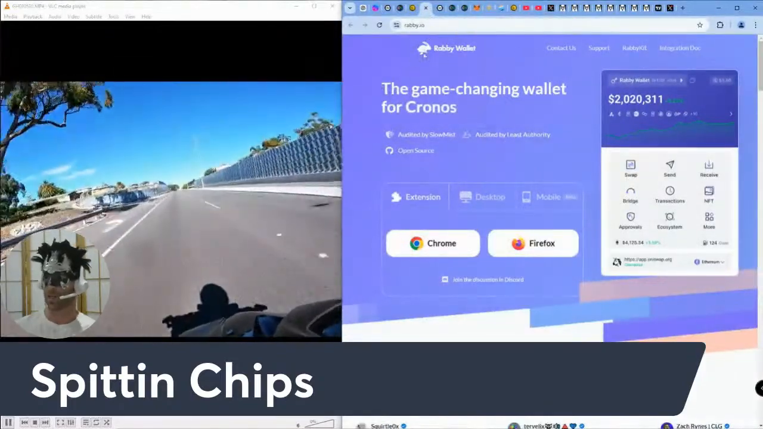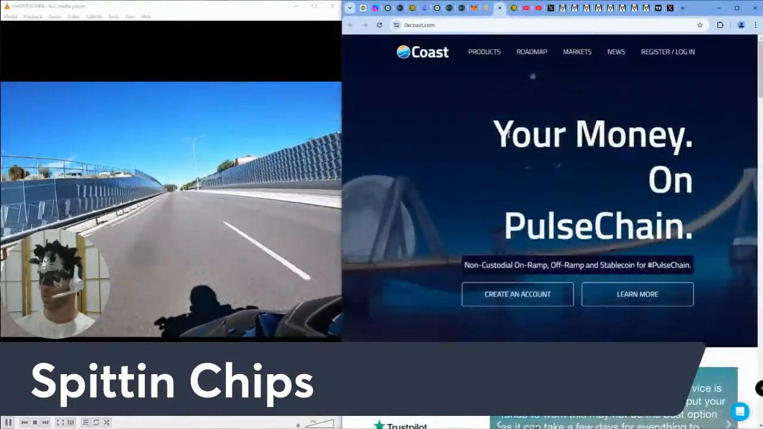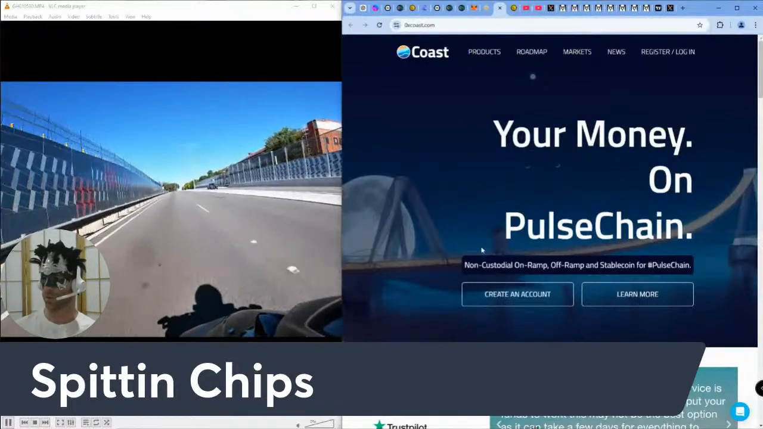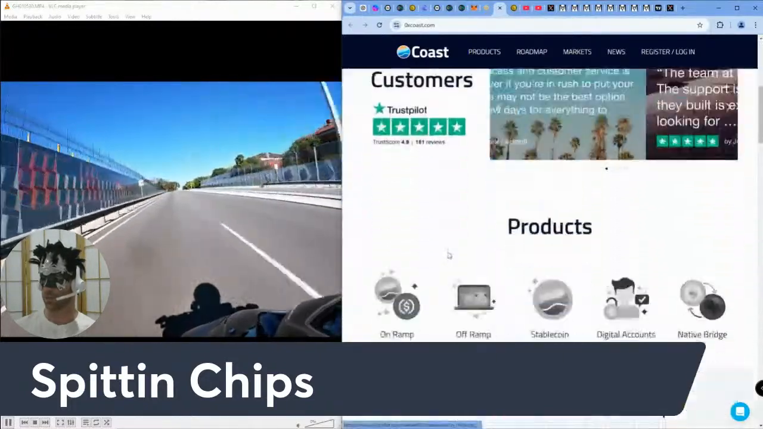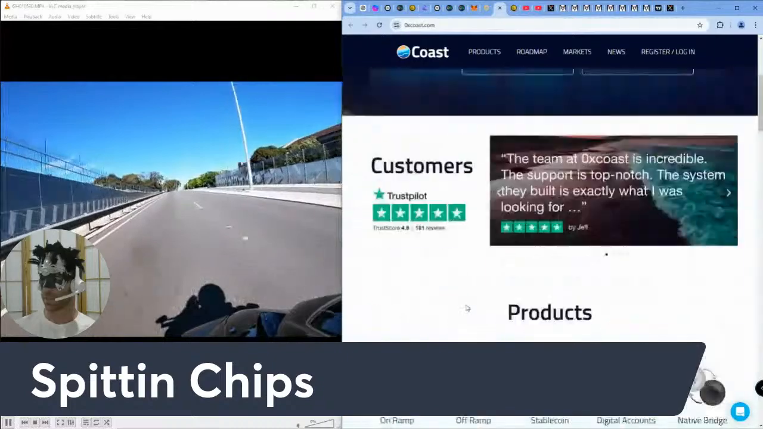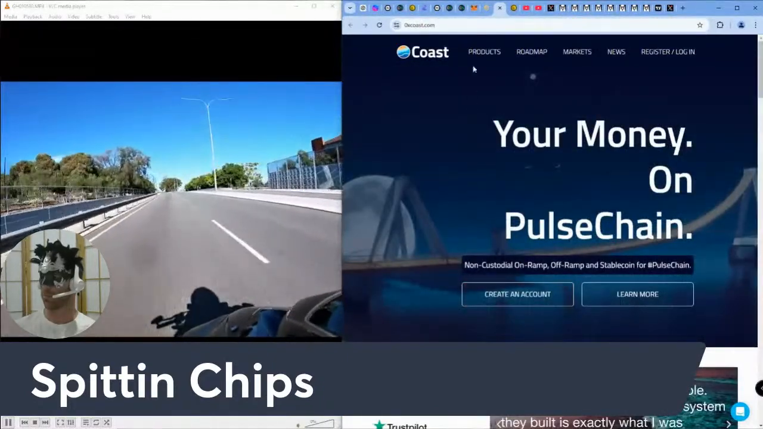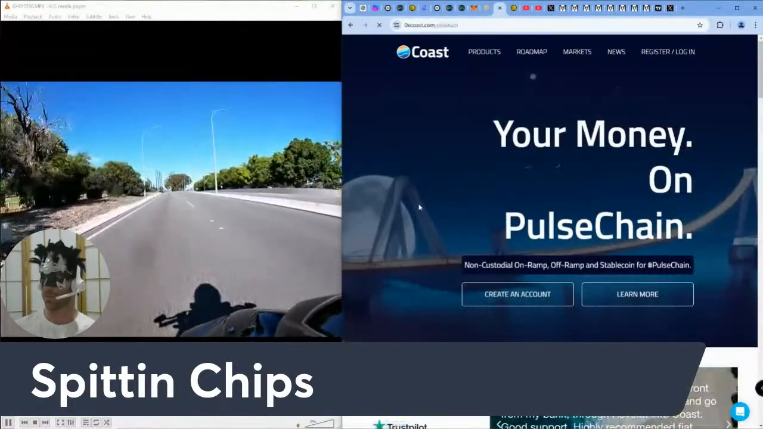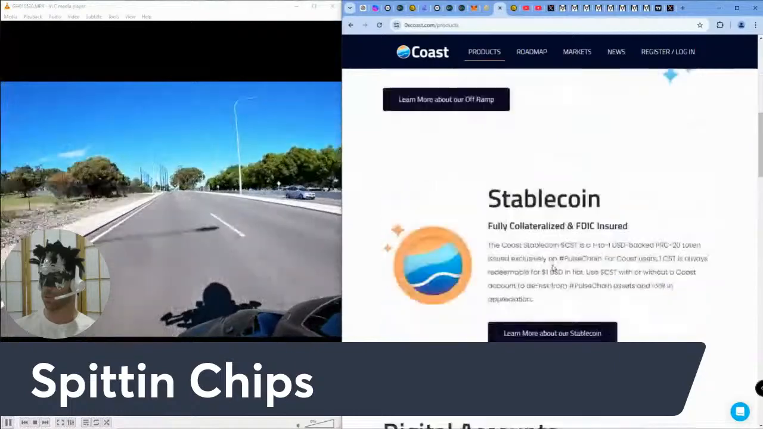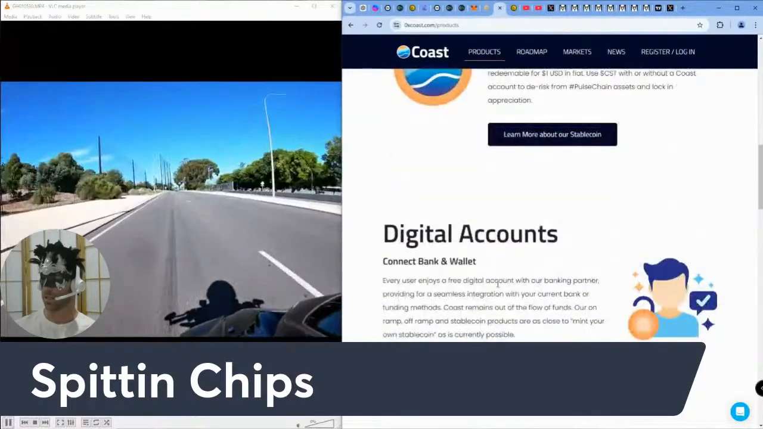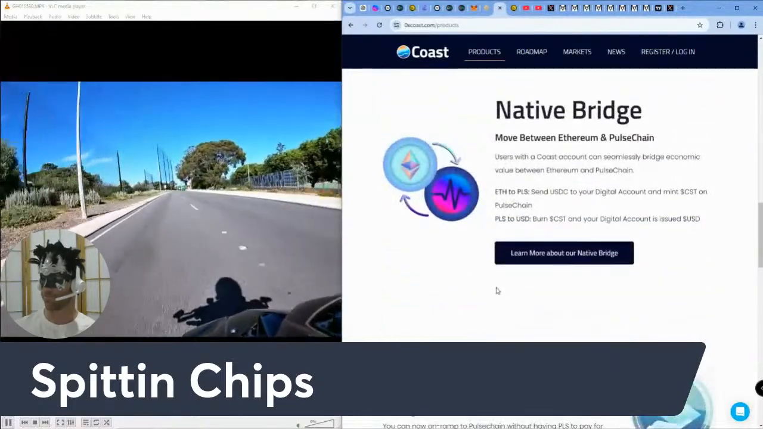Now, this is another way you can get into the ecosystem. Also, Coast on PulseChain is another one to use, very popular. Same with the wallet, so actually products you can purchase and so forth. Yeah, very supported. Look into one of these and see which one you want to use.